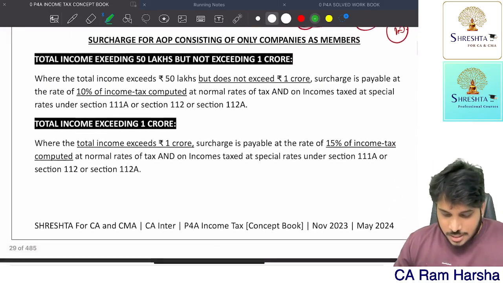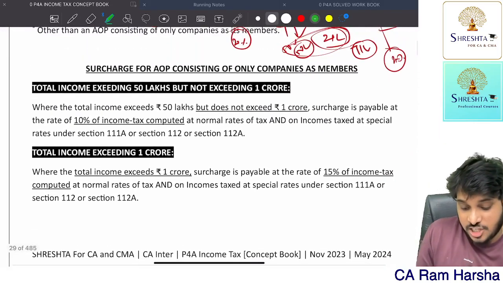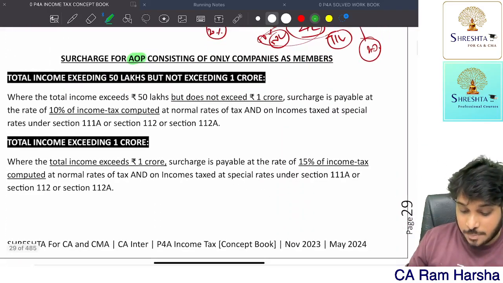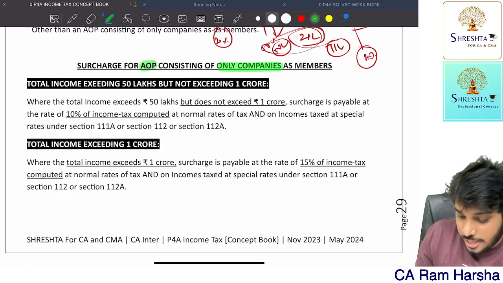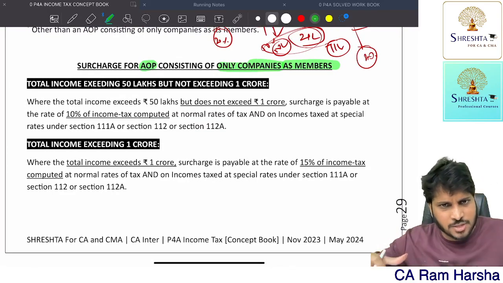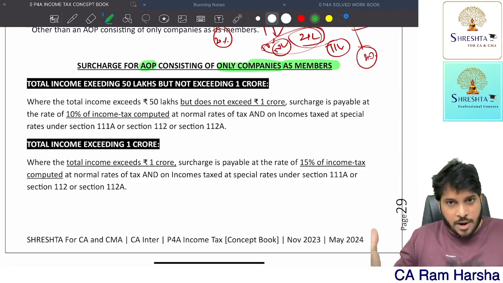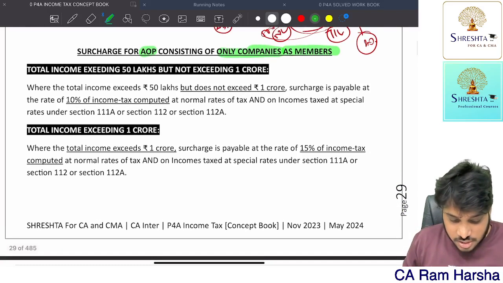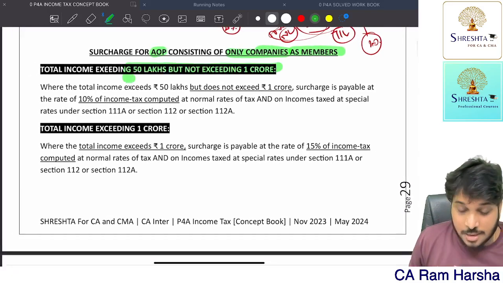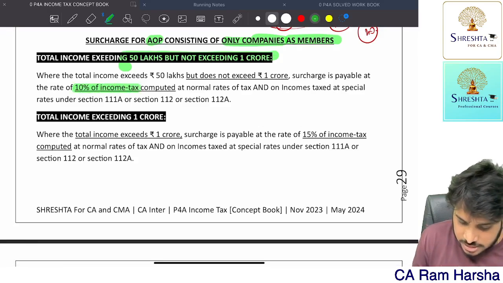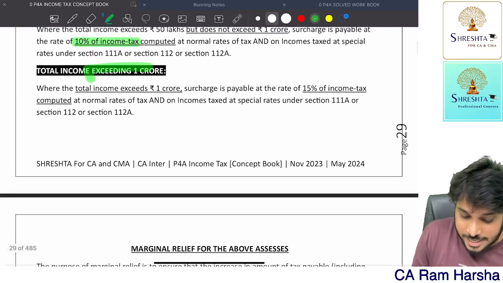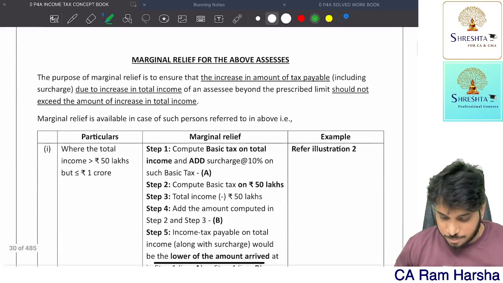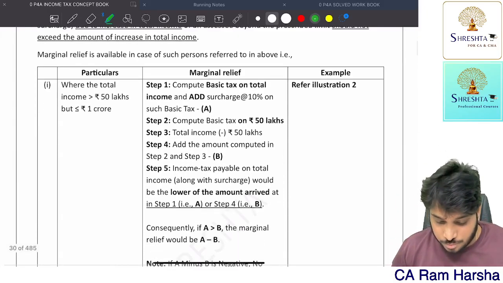Next, surcharge for AOP. Here it is the normal AOP which is covered. Suppose the AOP has only companies as members, a group of companies formed an association. Now, for that association, there is an income. What is the rate of surcharge? If total income exceeds 50 lakh but does not exceed 1 crore, the rate of surcharge is 10%. If total income of that AOP exceeds 1 crore, then surcharge is payable at 15%. Very simple. Then, how to compute marginal relief?